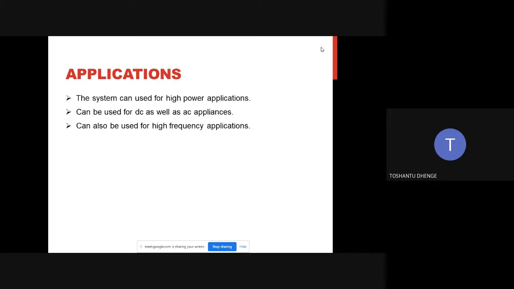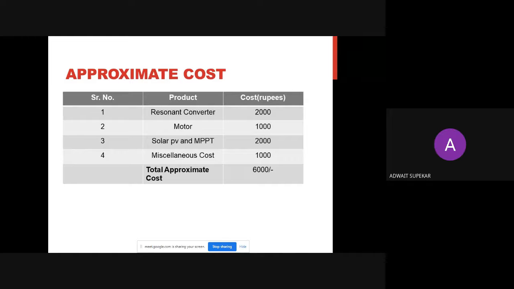Next. The system can be used in high power applications. It can be used for DC as well as AC appliances, and it can also be used for high frequency applications. Next. The table shows the approximate cost which we have estimated. It's about 6,000 rupees.